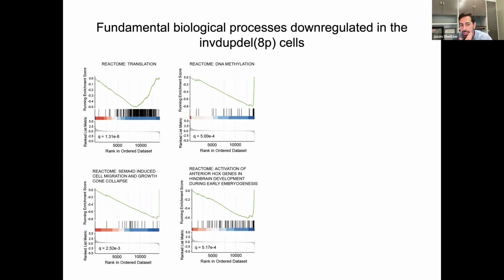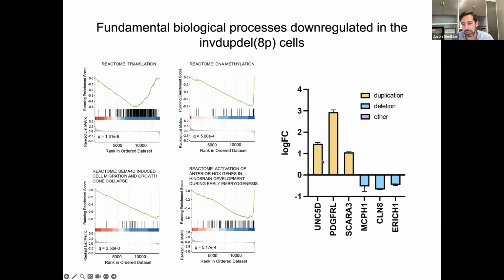We went on to look at what sort of biological processes are affected by the inversion, duplication, deletion on 8p. We found a number of really fundamental biological processes that were downregulated in the cells affected by 8p syndrome. Things like translation, that is the production of proteins, were downregulated. DNA methylation was significantly downregulated, as well as a number of biological processes that are associated with neural development and embryogenesis. And we could verify the upregulation and downregulation of some of these genes using individual assays as well.